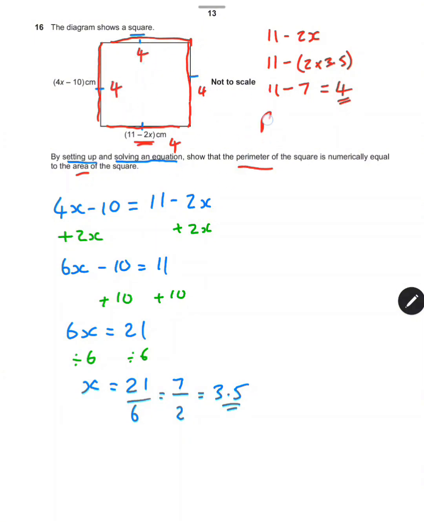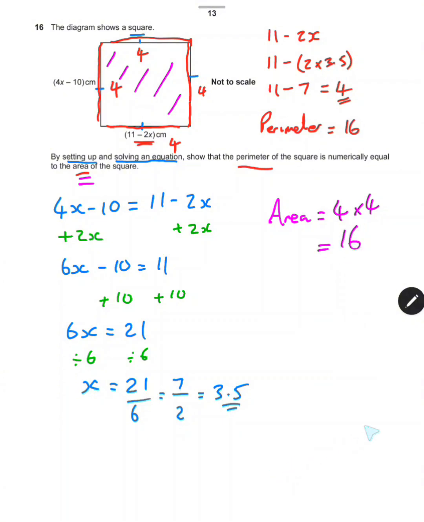And what we can do is now work out the perimeter, which is 4 add 4 add 4 add 4, 16. We can move on to the area. The area of a square is just base times height, so I'll just write that here. Area is going to be 4 times 4, which is also 16. And that's what the question is asking. Show that the perimeter is same as the area.